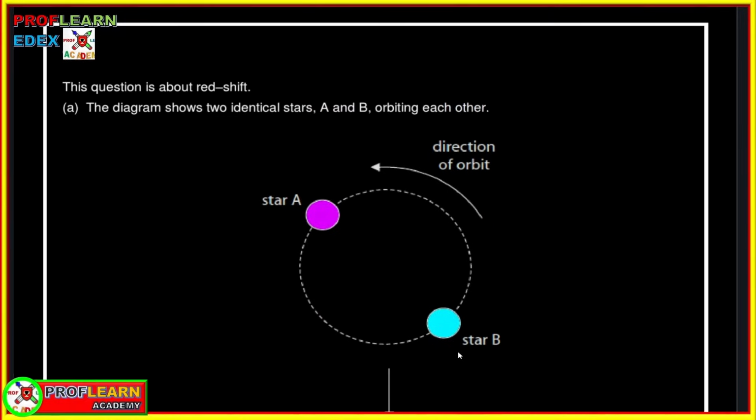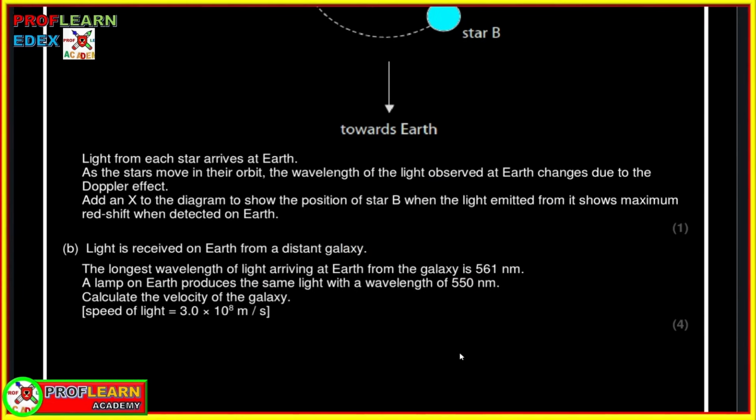Also, the Doppler effect that is displayed in stars. We are told that this question is about redshift, and the diagram shows two identical stars A and B orbiting each other like that, moving in that direction. Light from each star arrives at the Earth. As the stars move in their orbit, the wavelength of the light observed at Earth changes due to the Doppler effect. Remember, what's the Doppler effect? It is the change in frequency or wavelength of a wave due to relative motion between the source and the observer.